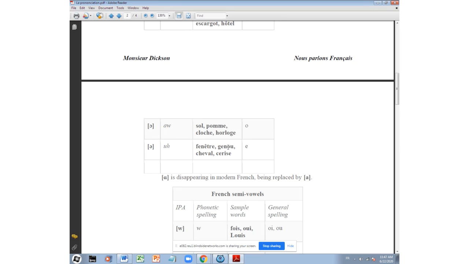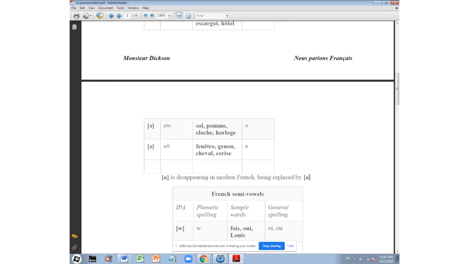Je répète. Fenêtre, genou, cheval et cerise. Cerise, not cerise, but cerise. Fenêtre, genou, cheval, cerise. So we are told A disappearing in modern French, which come to letter A.